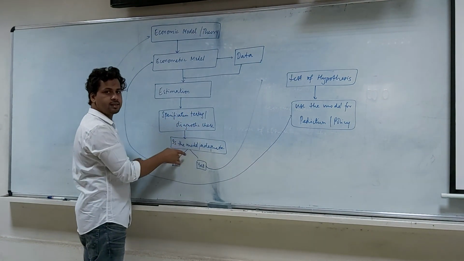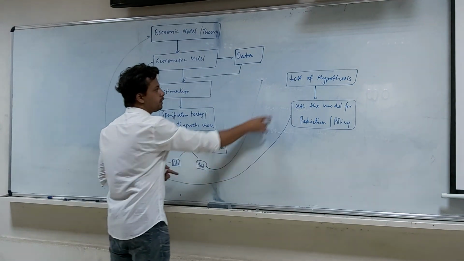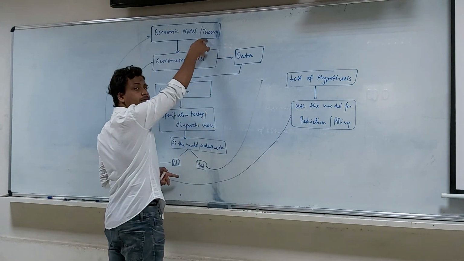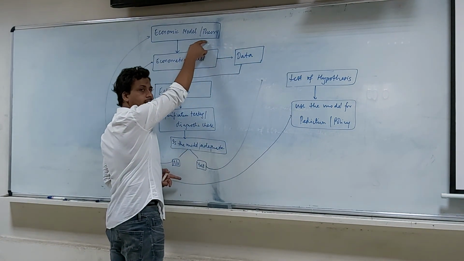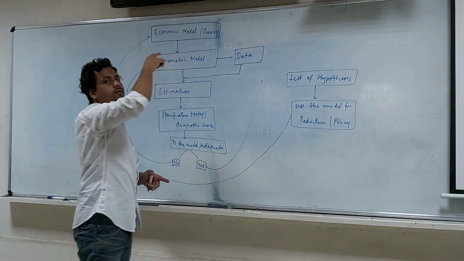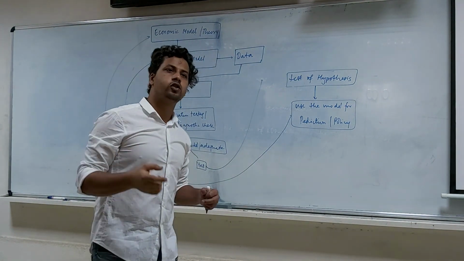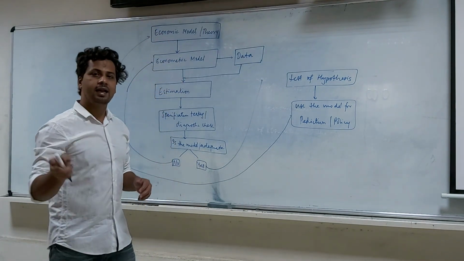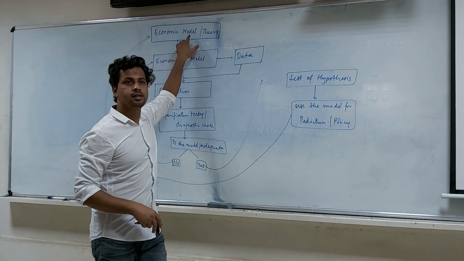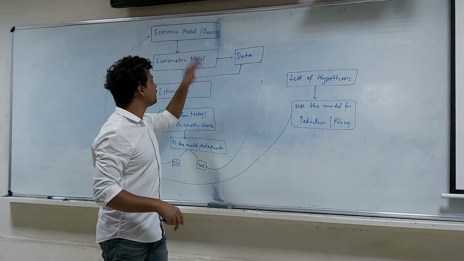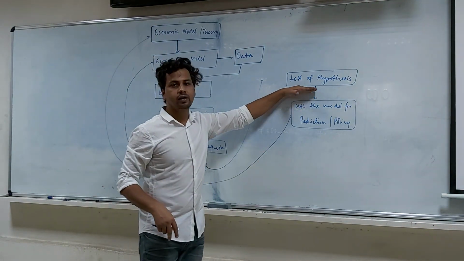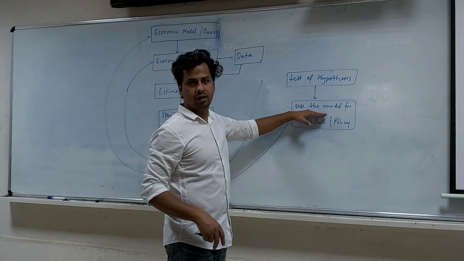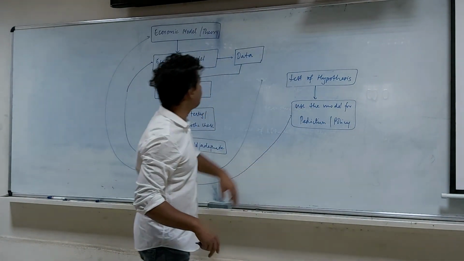And after this, if the model is adequate, then you go for testing of the hypothesis made by this economic theory. That is, if Keynes proposed that the marginal propensity to consume will be greater than 0 and less than 1, that's the hypothesis that we have to test using this econometric model. And after you test the hypothesis, you use the model for prediction or policy purposes.